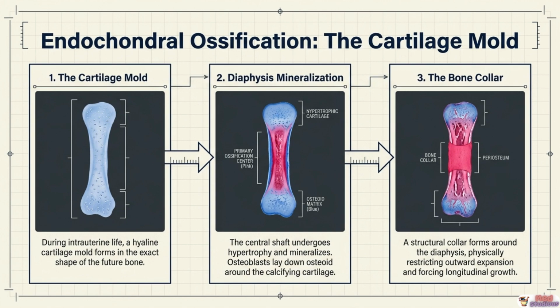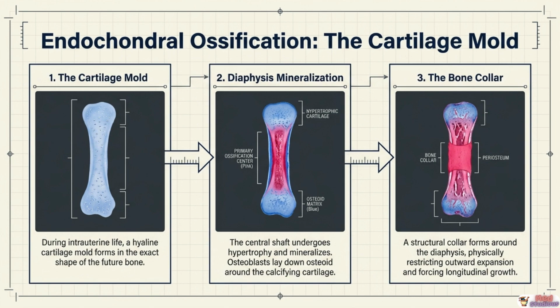Now we move to the second and more complex pathway, endochondral ossification, which is responsible for the formation of every long bone in your body. The defining feature of endochondral ossification is that bone never forms from scratch. It always replaces a pre-existing cartilage model. Let's follow the 3 stages.